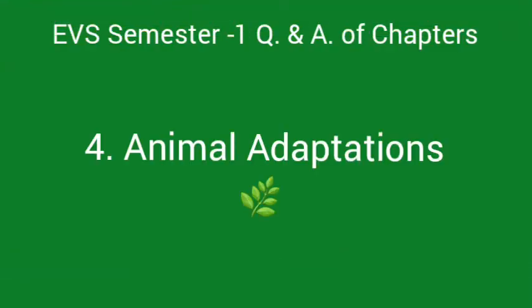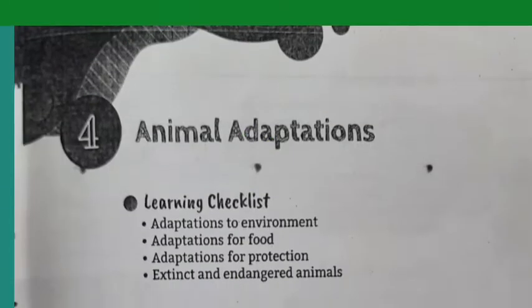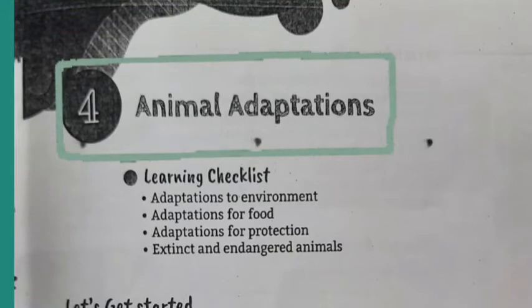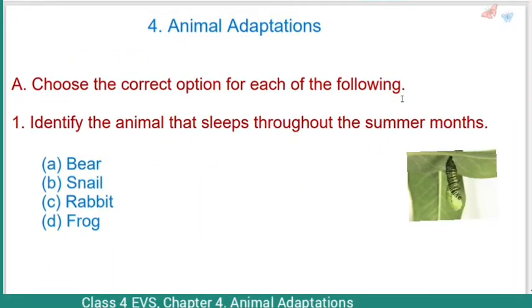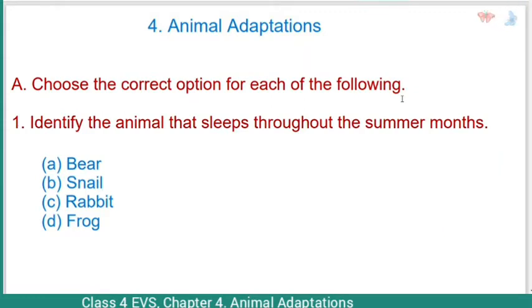Hello students, this video is about question and answers of class 4th EVS chapters. Chapter 4 Animal Adaptations. Section A, choose the correct option for each of the following.